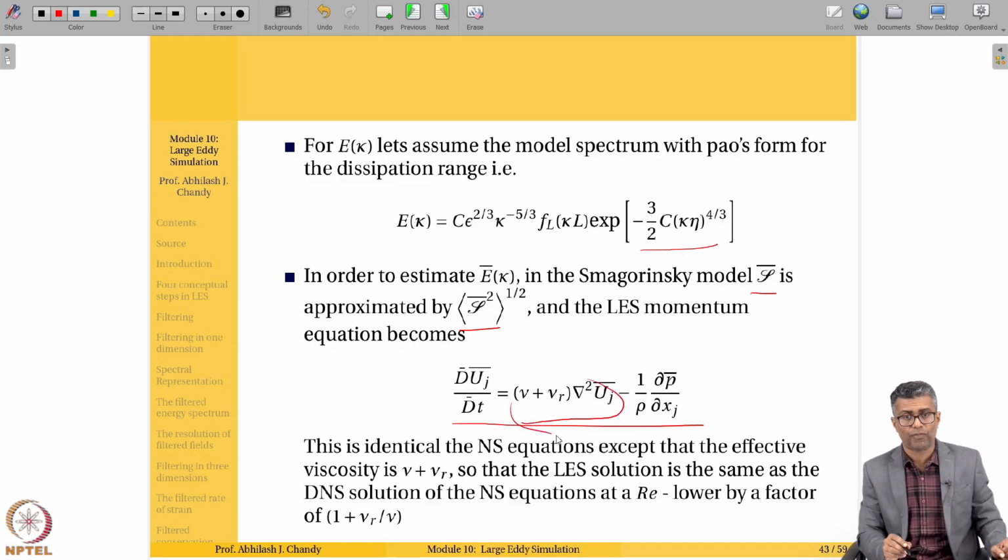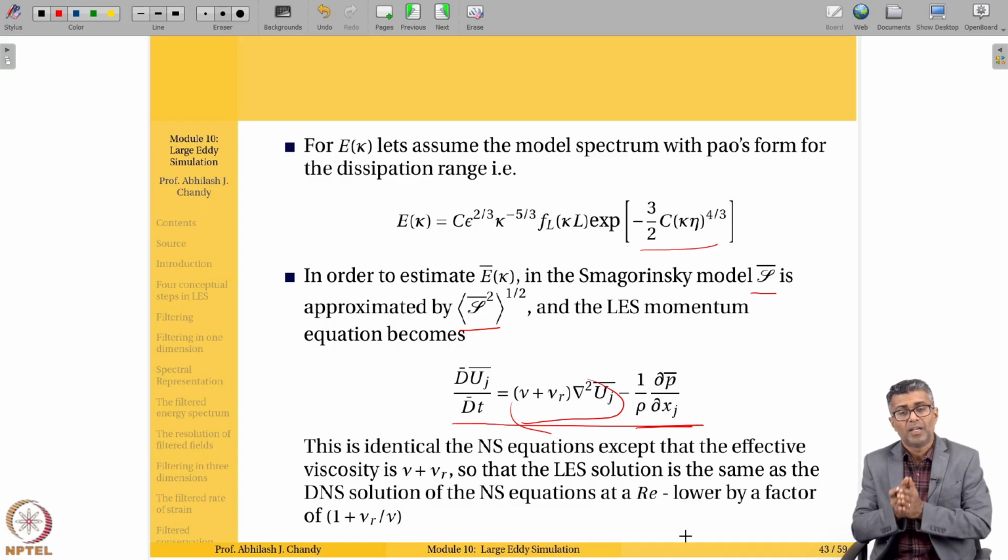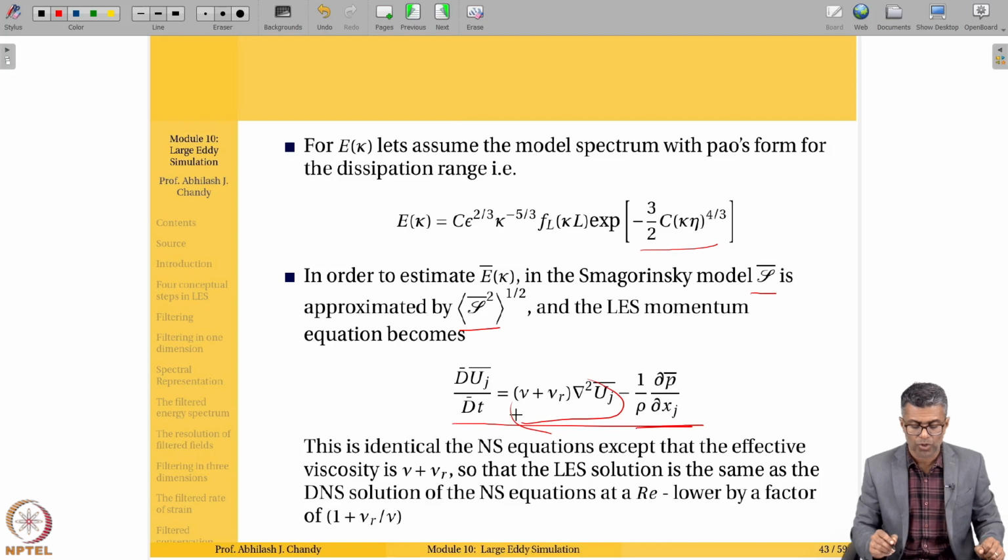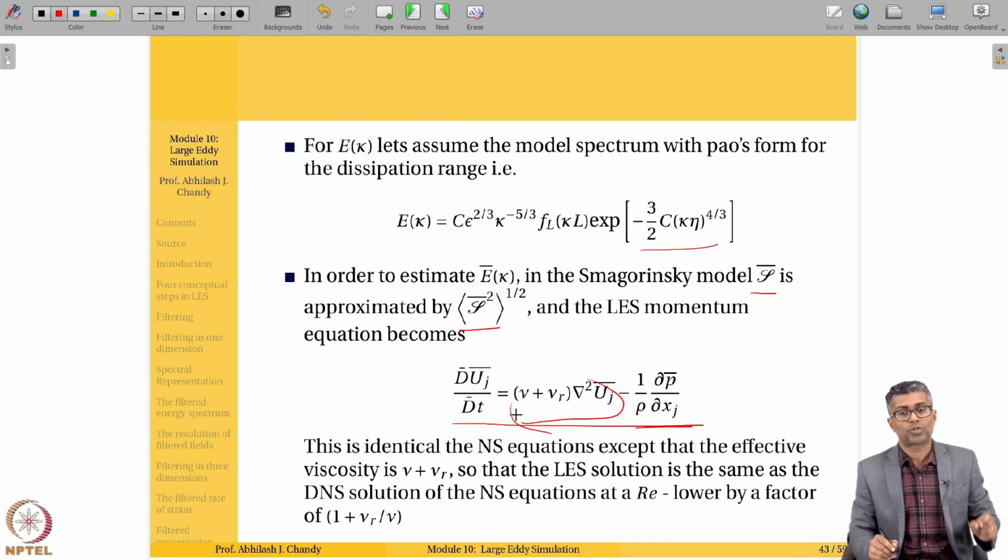That is your viscous diffusion term, and then you have the pressure term and, obviously, the inertial term on the right hand side. So again, we are making the same argument as we made earlier. This is identical to the Navier-Stokes equations except for this coefficient nu plus nu r. So basically this gives you the same solution as the DNS, except now your Reynolds number is lower by a factor of 1 plus nu r over nu.